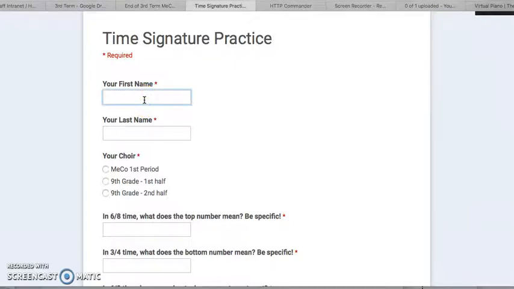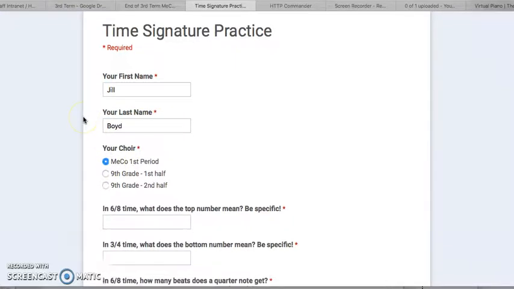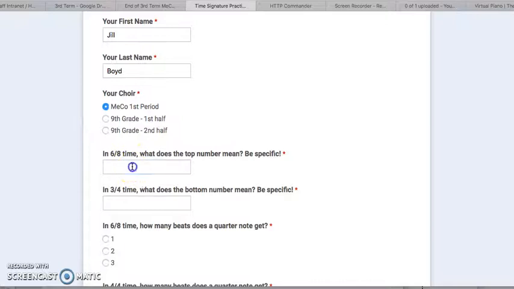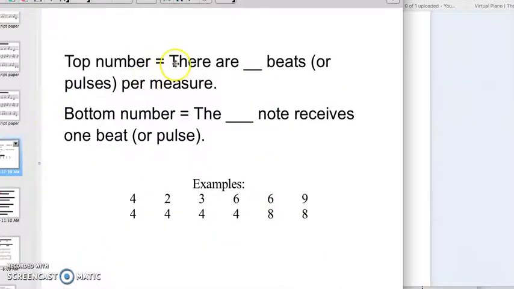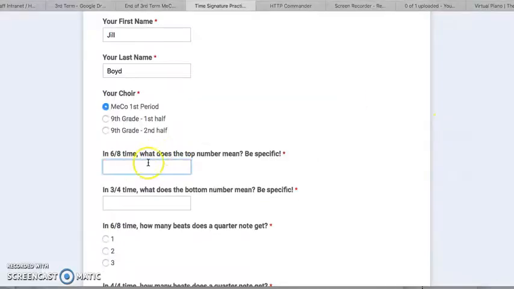So I'm opening up the time signature practice quiz. Your name, last name, first name, choir. First question is, in 6/8 time, what does the top number mean? Be specific. So don't just say the top number is how many beats per measure. You need to actually tell me what the 6 means. So in this case, your equation, top number equals, there are blank beats or pulses per measure. You're literally going to copy that in and fill in the blank. So the top number means there are 6 beats per measure.